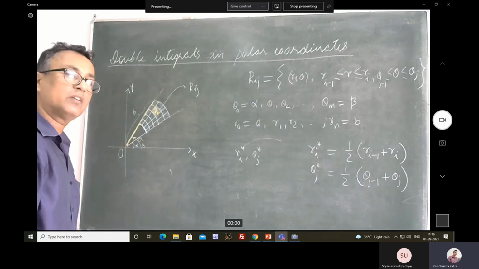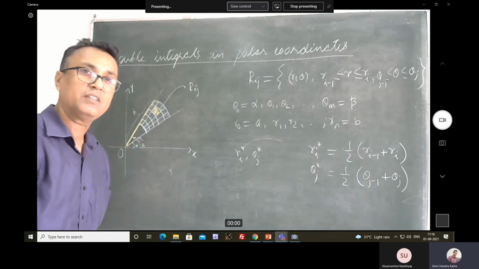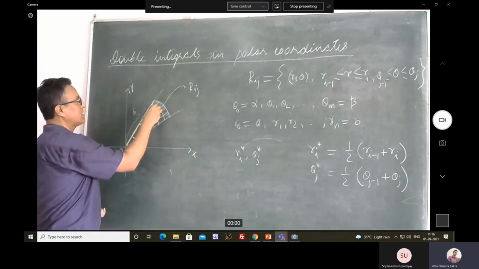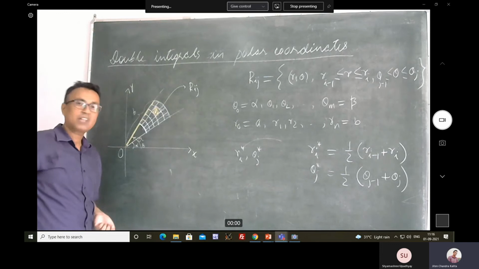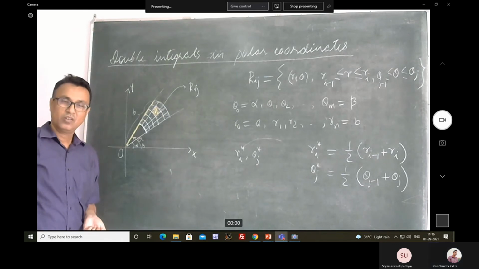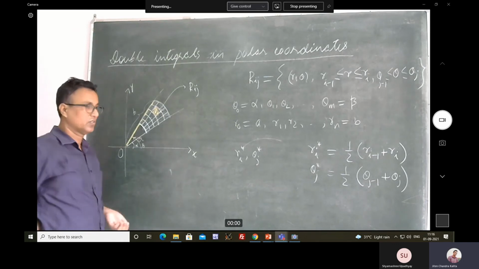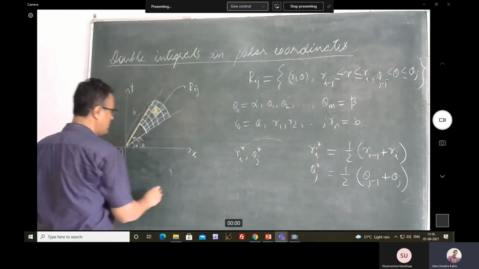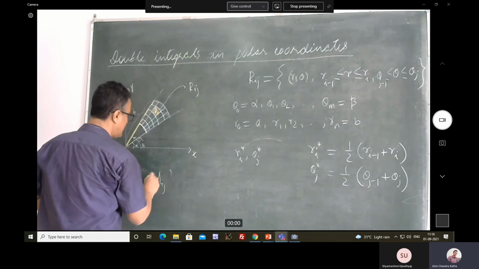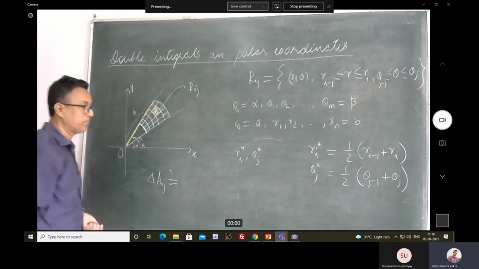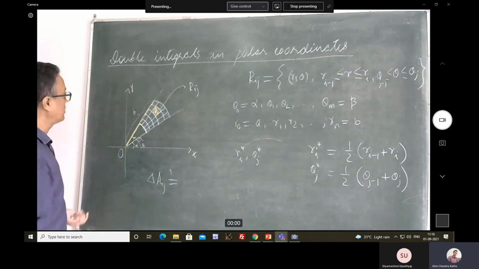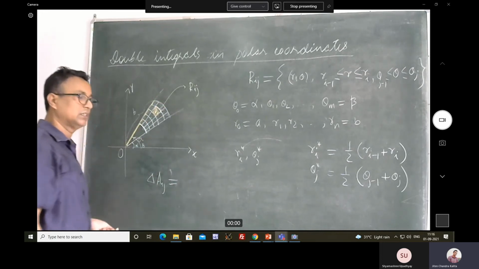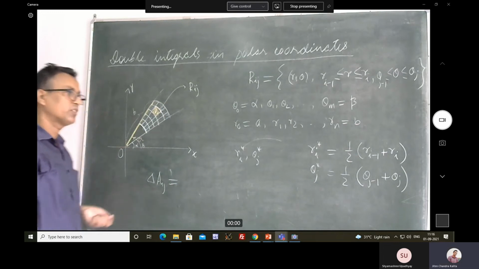So now next step, as before, when we were defining the double integral, it was nothing but the sum of all the integrals over those sub-rectangles, isn't it? Now, what you have to do? If the area of this subrectangle is delta Aij, so then what is going to be its area?